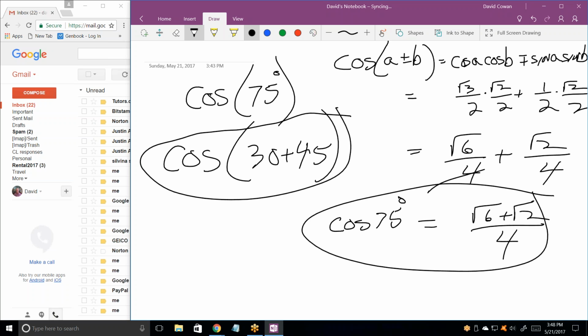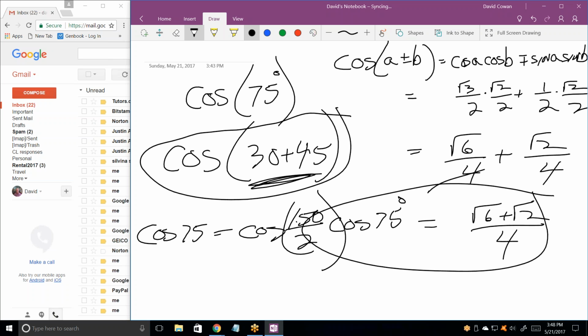Now, we were able to break that number up into the sum of angles that we know. That's always the key. Could also use the double angle. In other words, the cosine of 75 is also equal to the cosine of 150 divided by 2, and then I would have worked off 150. So some of these angles that are not part of the unit circle that they forced you to memorize can still be figured out using sum and difference and double and half angles.